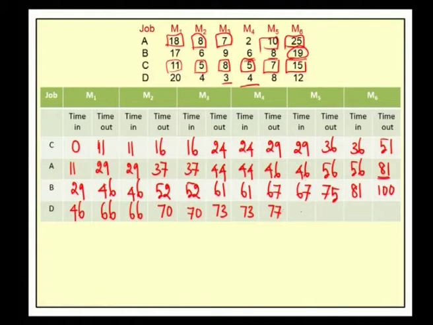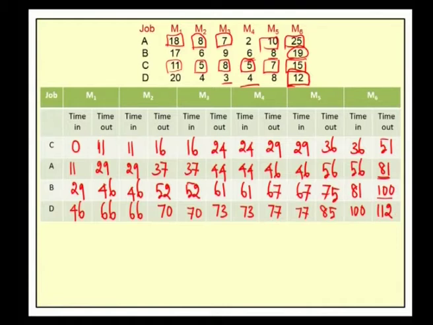Now, machine 5 starts its work at 77 hours. It requires another 8 hours to complete the job. So, it completes its work at the 85th hour. Now, machine 6 starts its work in the 100th hour, because machine 6 completes the previous job only in the 100th hour. Now, machine 6 takes 12 hours to complete job D. Therefore, it takes 112 hours to complete job D.